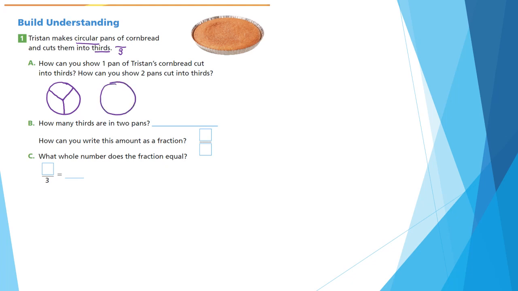Okay, and again, I would take this one and equally cut it into 3 parts. Okay, that's showing me 2 pans of cornbread, and each one of those is cut into thirds. How many thirds are in 2 pans? Well, I know that I'm counting by thirds, and each one of those pieces is 1/3. So let's take a look. This piece is 1/3, 1/3, 1/3, and those are my unit fractions. And then I have 1/3, 1/3, and 1/3.